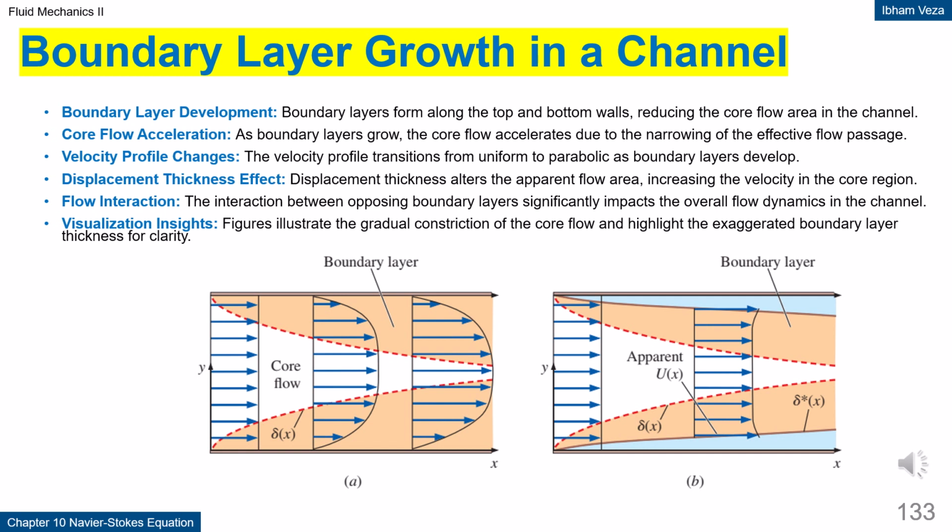Boundary layer growth in a channel. In a channel, boundary layers grow from both the top and bottom walls and gradually reduce the core flow area. Because of this reduction, the core flow accelerates to satisfy the continuity equation. The velocity profile changes from nearly uniform to increasingly curved and eventually approaches a parabolic shape. The displacement thickness from both sides plays a major role in this process. The interaction of the two boundary layers strongly influences the overall flow characteristics in the channel.